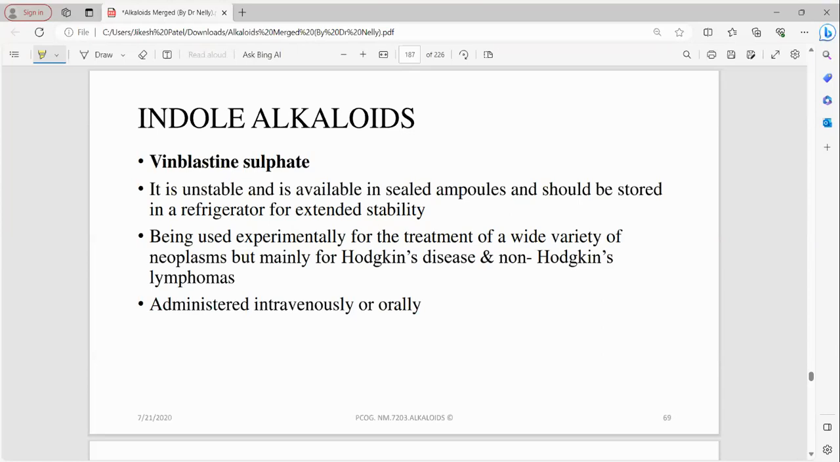So vinblastine, we said it's used for both Hodgkin's and non-Hodgkin's lymphoma. Vinblastine is unstable and has to be stored in the refrigerator for stability purposes. It's administered IV or orally, but for vinblastine, just remember lymphoma. Then we go to the next.